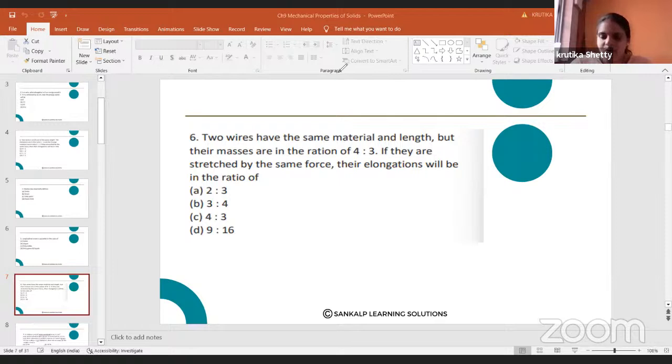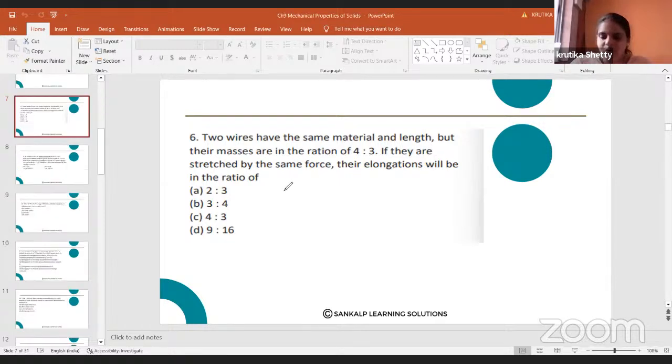So see here, it is based on the Young's modulus. Here the mass ratio is 4:3. Forces are the same and the material is the same, therefore the Young's modulus will be the same. So Young's modulus is equal to FL upon A into delta L. Here, F is equal to mg, so Y = mgL upon A into delta L.